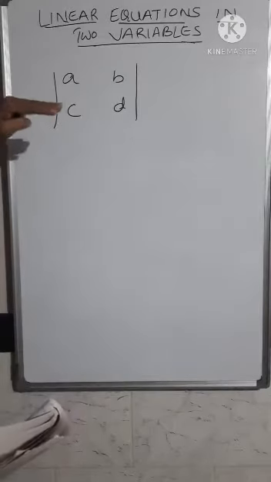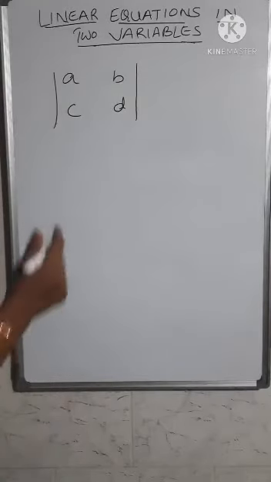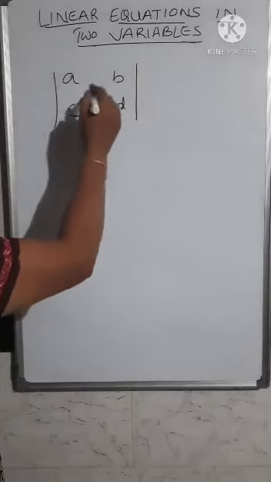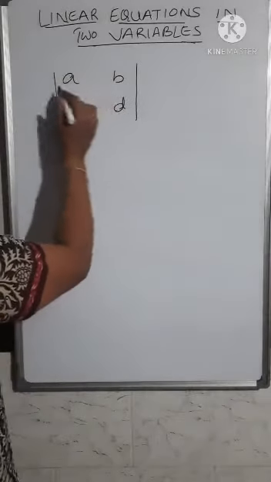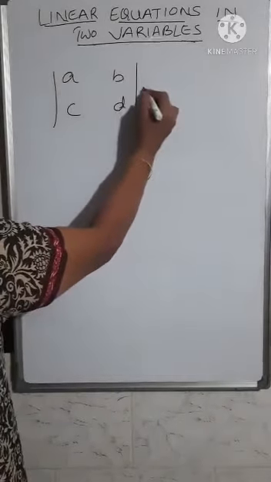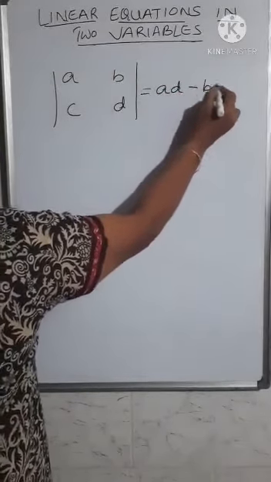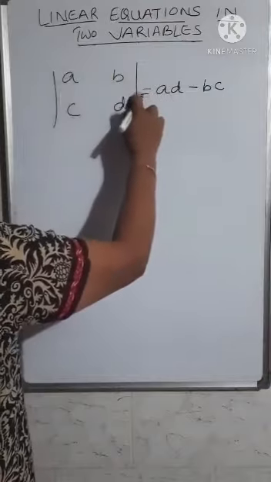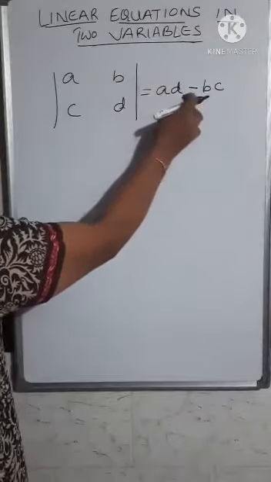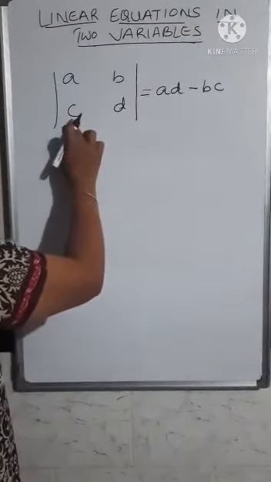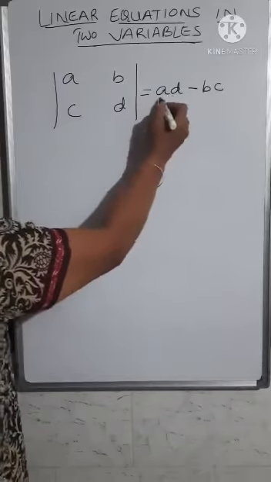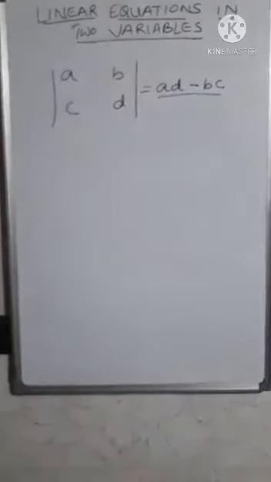Now to find the value of the determinant, you just cross multiply and subtract the numbers. So the value of this determinant is given by A into D minus B into C. Multiply A into D, then subtract B into C from it. This is how you find the value of the determinant.